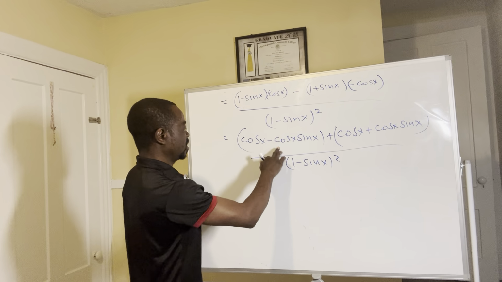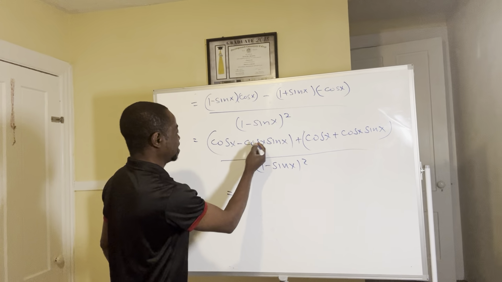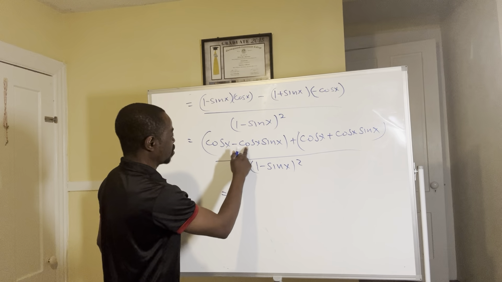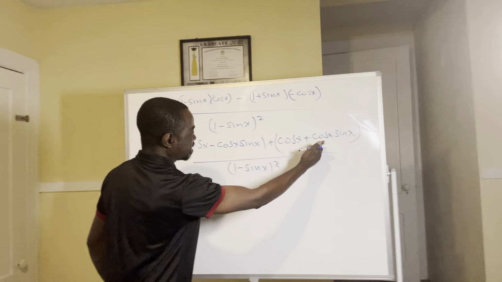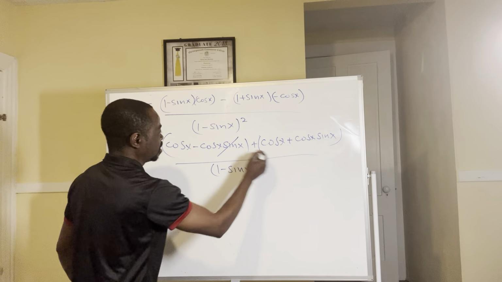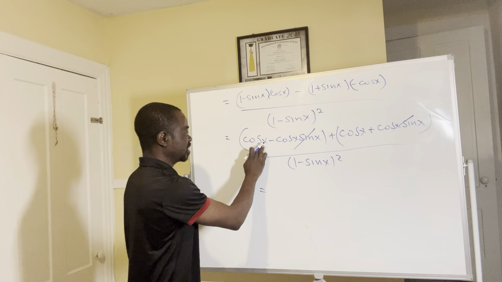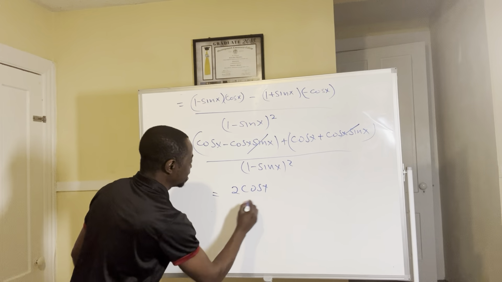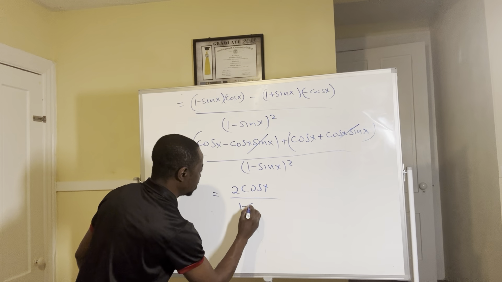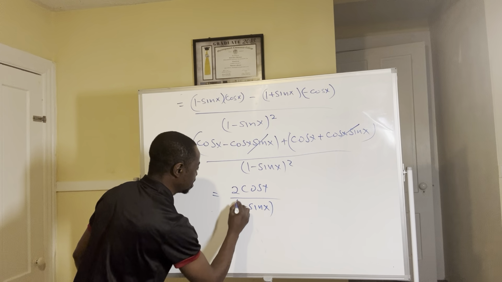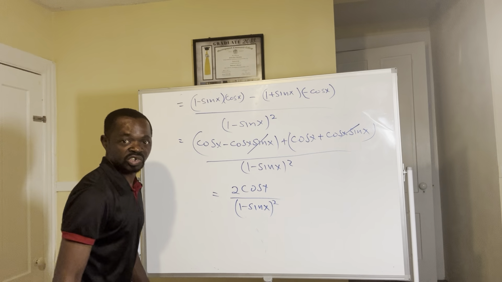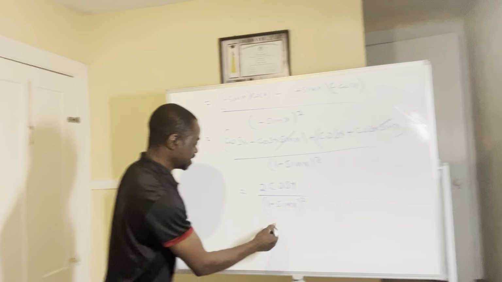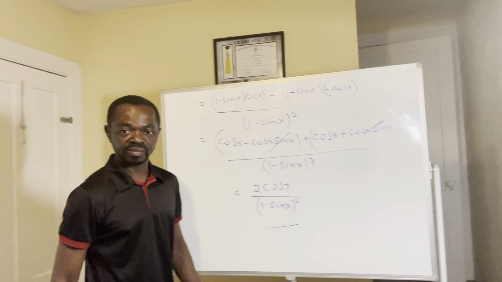So here we open brackets, because this is a negative cos of x sine of x and this is plus cos of x sine of x. So this will simply cancel. That becomes 0. So we add this cos x plus cos x. That gives us 2 cos of x all over 1 minus sine of x all raised to the power 2. So that is our final answer.